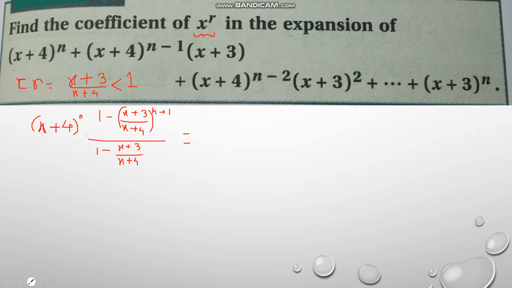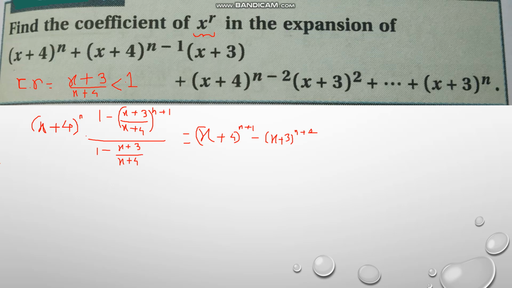The only thing that will remain is x plus 4 whole to the power n plus 1, minus x plus 3 whole to the power n plus 1. This is the term which will remain from here. Okay, now we have moved a bit closer to the question.